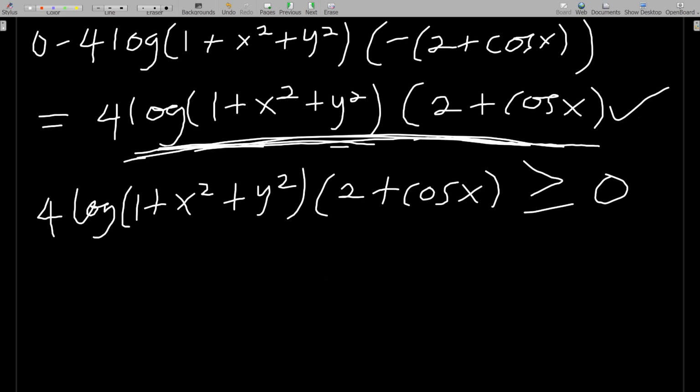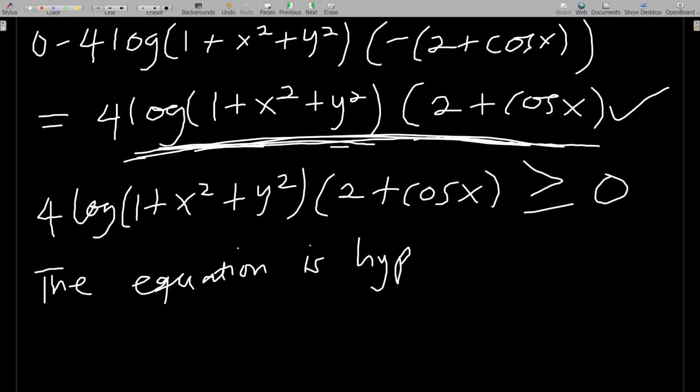But then, when x and y are both not 0, then the expression will always be greater than 0. Okay, so this means that this is how you conclude the equation, or the PDE we are being given. The equation is, since we said it's always greater than 0, but it is equal to 0 when x and y equal 0. Okay, so it's hyperbolic. When it's greater than 0, it's hyperbolic. So hyperbolic, that is when it will be always greater than 0.